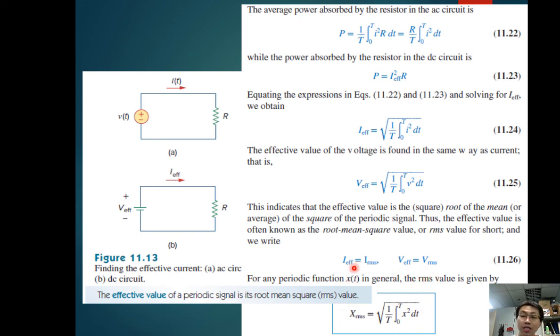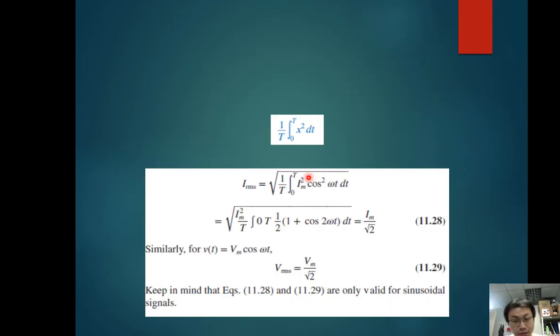And the general term is like this: if let's say I have a few x values, I square the values first, then I find the mean, and then I square root back. So this is called root mean square value. Root mean square. V RMS.